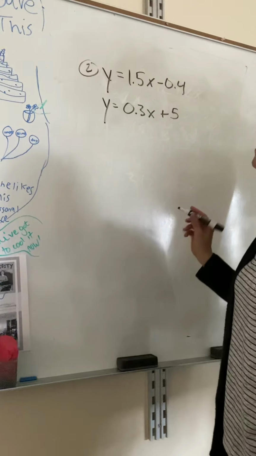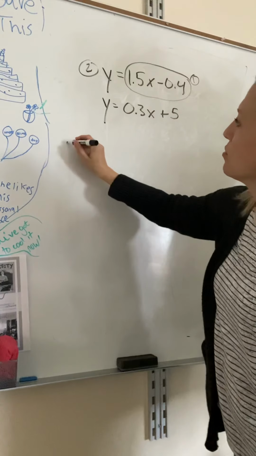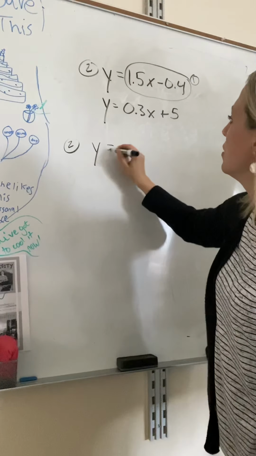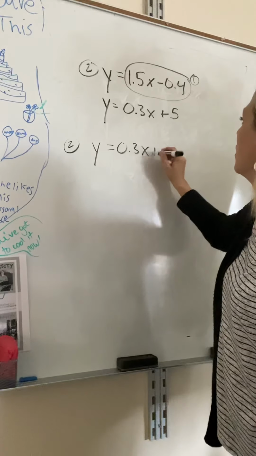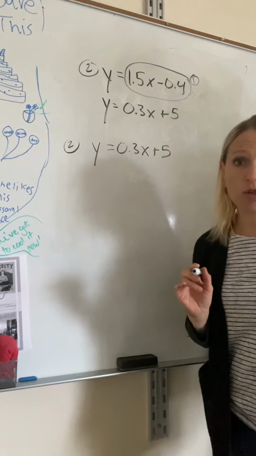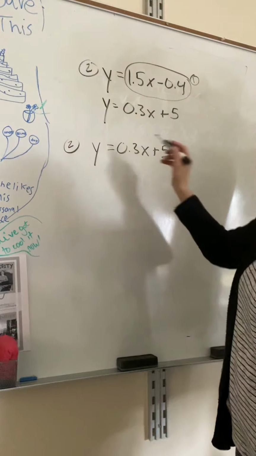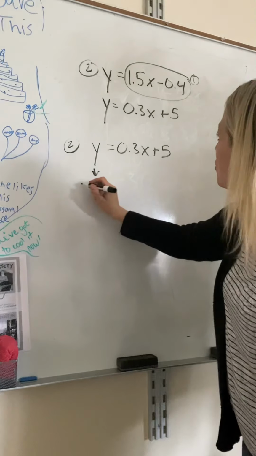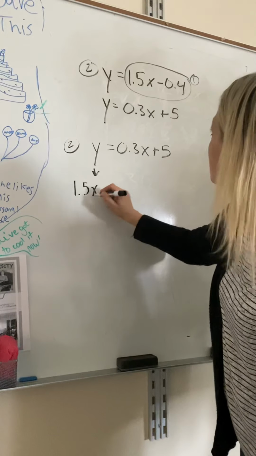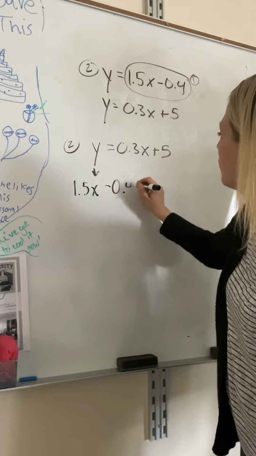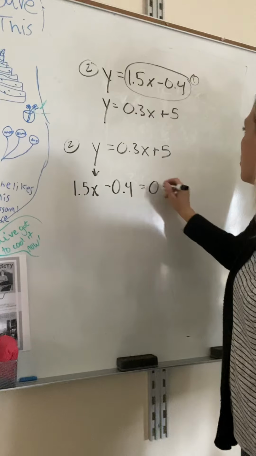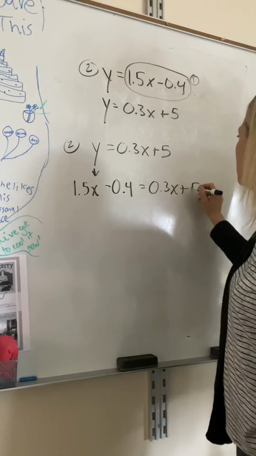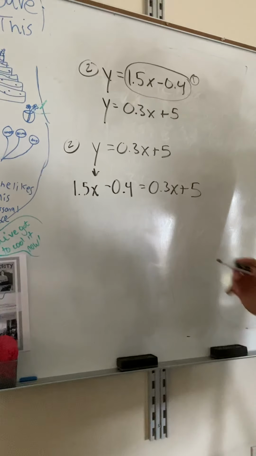So for this one, step 1, we're going to circle what y is equal to. I'm just going to use the top one for step 1, which means I'm going to use the bottom one for step 2. So step 2, you write down the other equation. You're going to plug in what you circled in step 1 for y. So you're going to get 1.5x minus 0.4 equals 0.3x plus 5. Now we're going to solve.